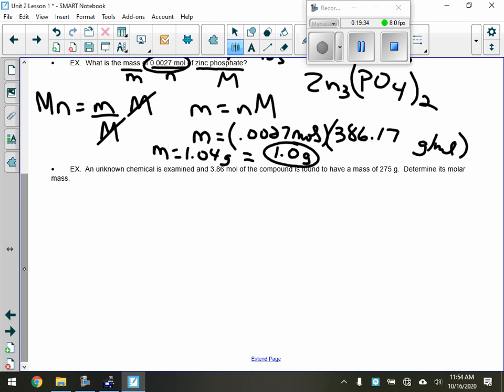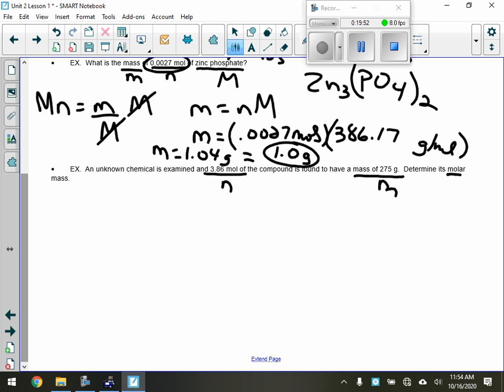Let's do this anyway. An unknown chemical is examined and it has 3.86 moles of the compound. What is 3.86 moles? What variable is that? N. And it's found to have a mass of this. What variable is that? Little m.